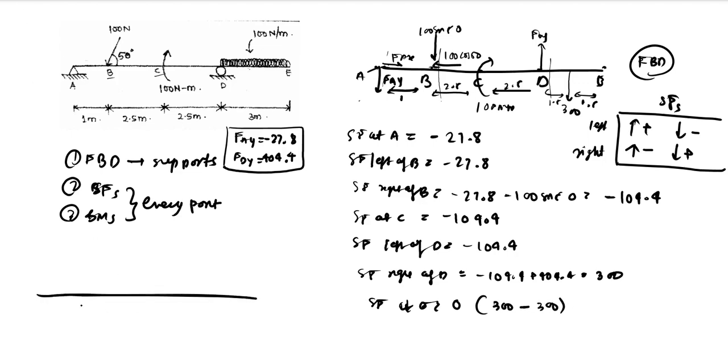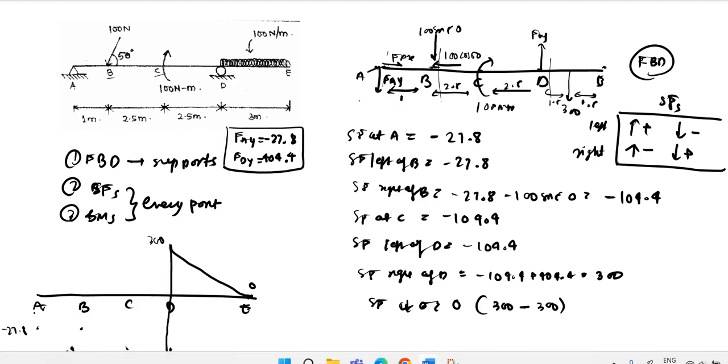So we have a shear force diagram like this. This is A, this is B, this is C, D, E. At A, we have a shear force of minus 27.8. Left of B, we have minus 27.8, and right of B, we have minus 104.4. It is the same at C and left of D, and right of D it is around 300, and at E it is 0. As you know, there is a UDL between D and E, so this will vary like a linear line. At all the other places, it will be a constant line, like this.